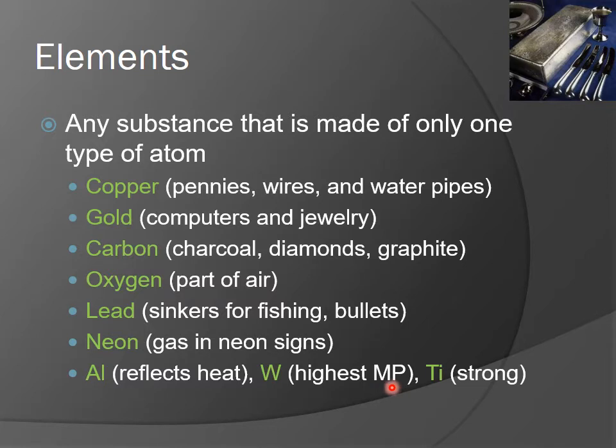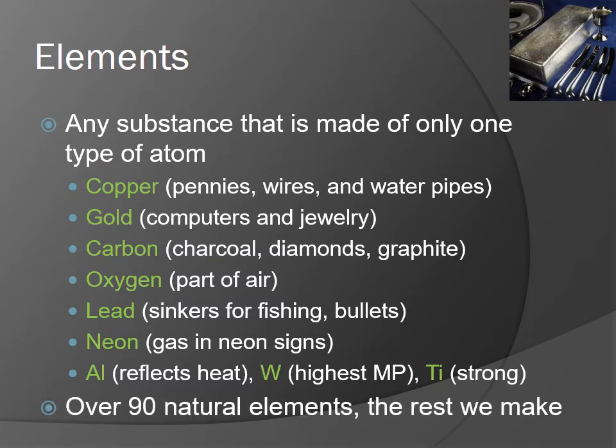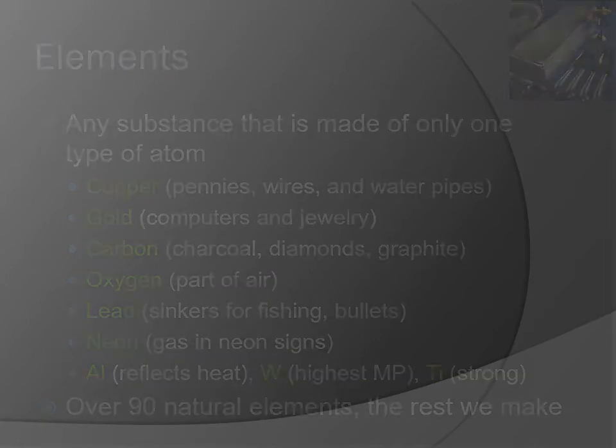MP is melting point in this particular presentation. And then Ti stands for titanium. And titanium is a very, very strong metal. All of these would be examples of elements. Remember that, as I said before, there are over 90 naturally occurring elements, and the rest that we make, we call synthetic.